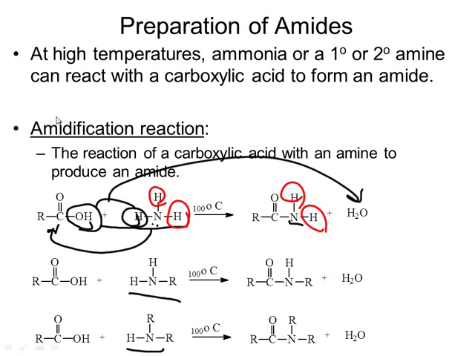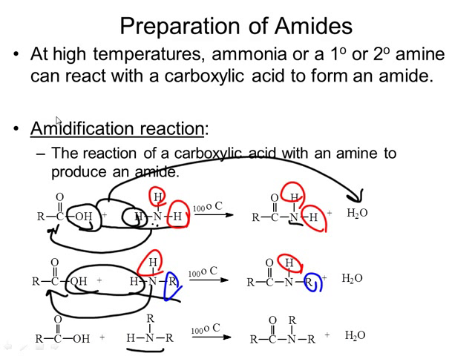Down here, it's the same thing. Nitrogen comes over here, this takes this hydrogen and goes away. So we're left with a hydrogen and an R group. Down here, same thing. Takes the hydrogen away, and then we're left with R group, R group, R group, R group.